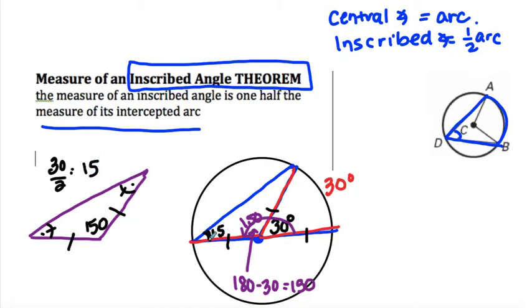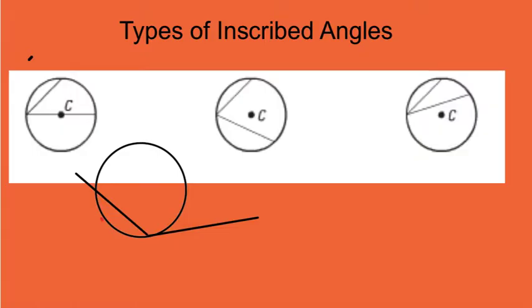Now that's an inscribed angle, and as you can see, if I take its sides and go up to the circle, the intercepted arc is this one, which is 30 degrees, and so the angle is half the measure of the arc. All right, so let's talk about inscribed angles.